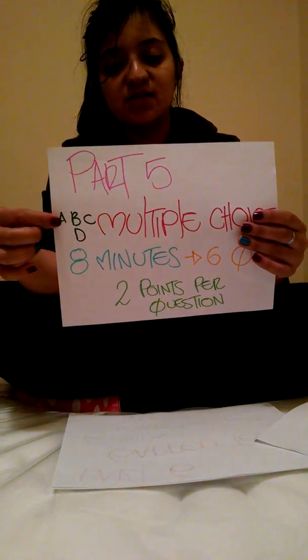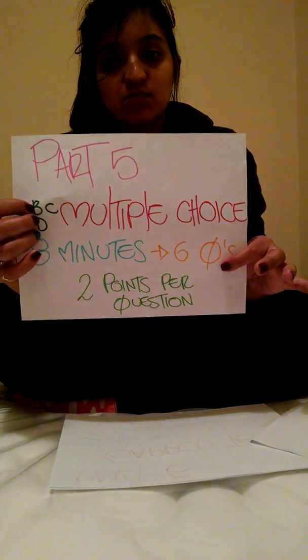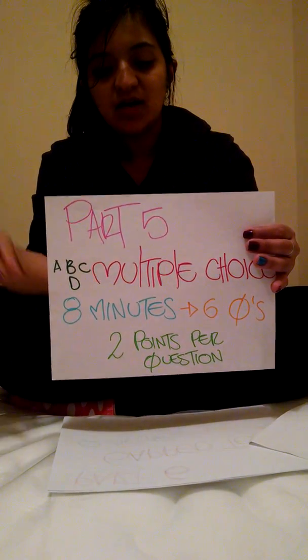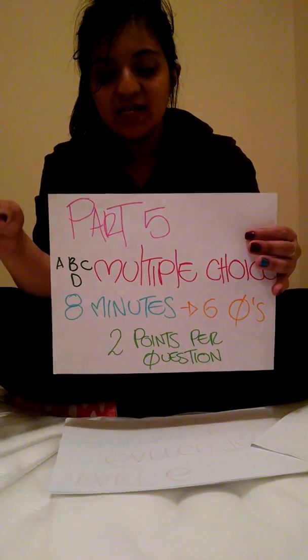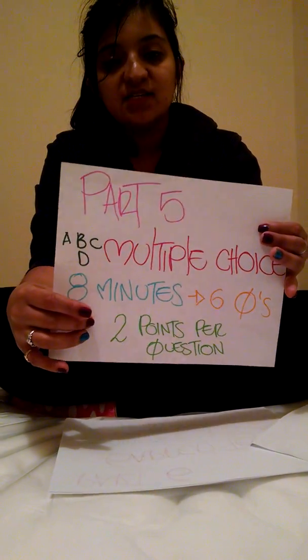The options are divided into A, B, C, and D. We have 6 questions in this part, and 8 minutes, more or less. In this part, each question has a value of 2 points.